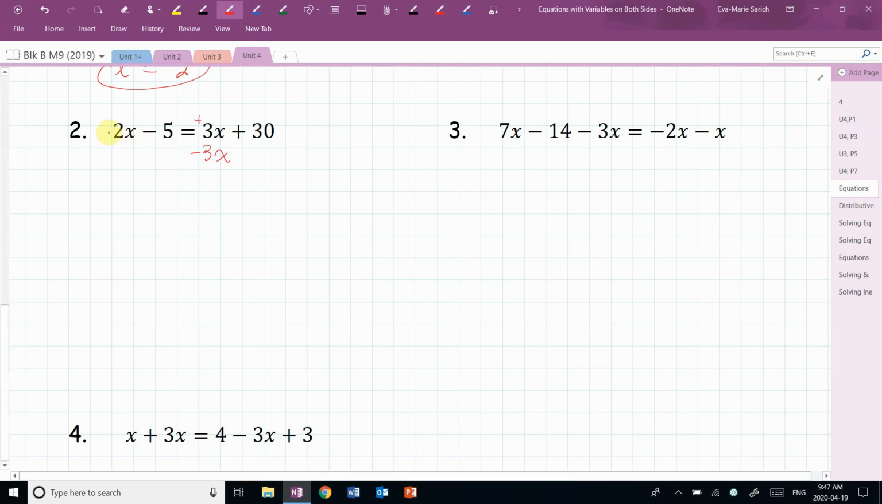Now, find the x group on the other side and do the same thing, minus 3x from that. So positive 3x minus 3x gives us 0x. We've gotten rid of them. Now, 2x minus 3x gives us negative 1x. Copy down the rest, minus 5 is equal to 30.